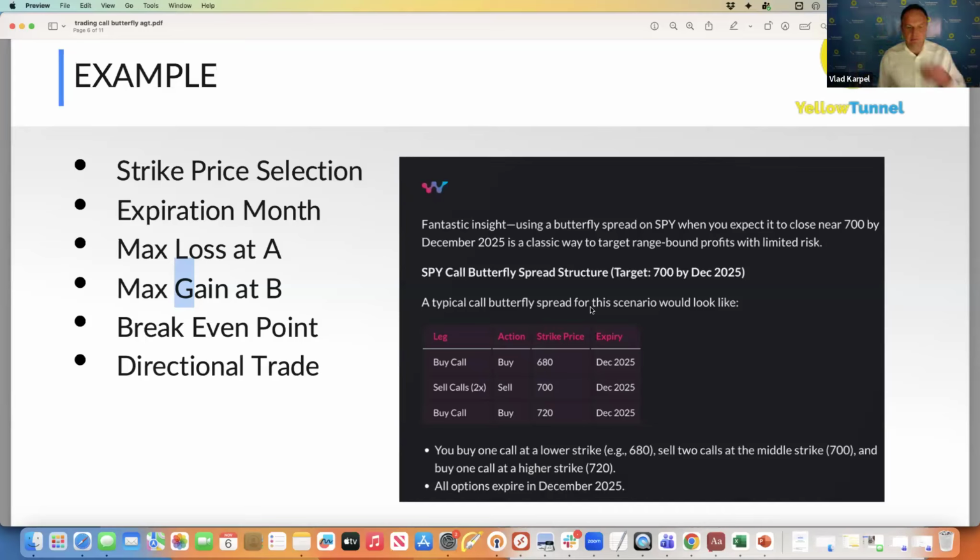The fantastic thing, and I'm going to give some credit to Winston, is that the AI models are pretty sophisticated. If you tell it what your outlook is, you can ask what the optimal strategy is, what the most cost-effective strategy is, which strategy has the highest probability of success. So I encourage you to use Winston to help you navigate and structure these trades and select the proper structure.